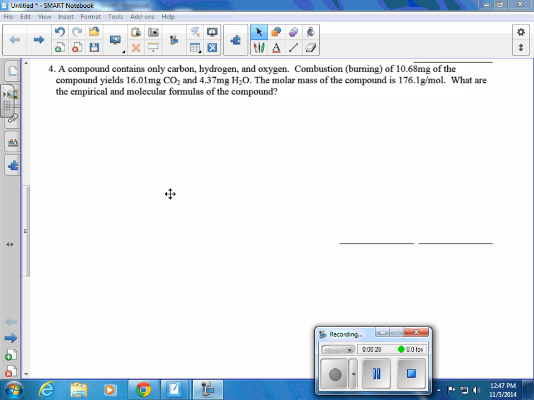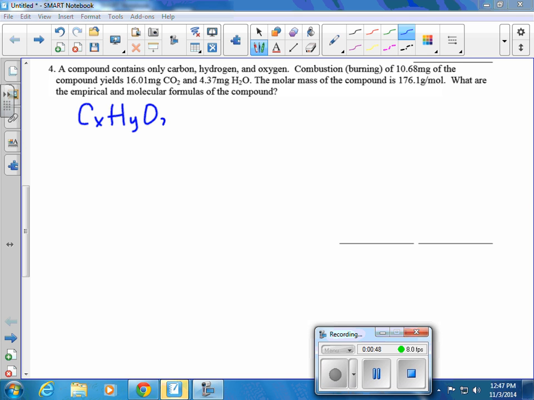So we're on question number 4, and it's going to be a combustion reaction. You can see it contains only carbon, hydrogen, and oxygen. We don't know the formula of that. That's what we're trying to find. So it says that it's burning. All of you should probably know that in order to burn that we need oxygen gas. So we have carbon, we have hydrogen, and we have oxygen. And we don't know what amounts they are, but we do know that it's burning.